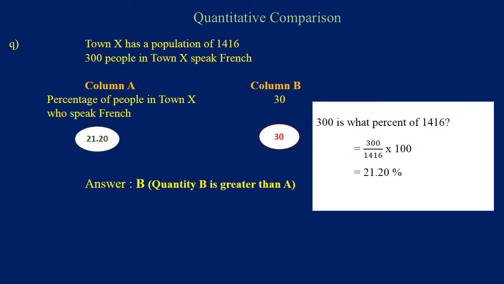We used to divide our marks achieved by the total marks, and we would multiply it with 100 to get the percentage of our marks.